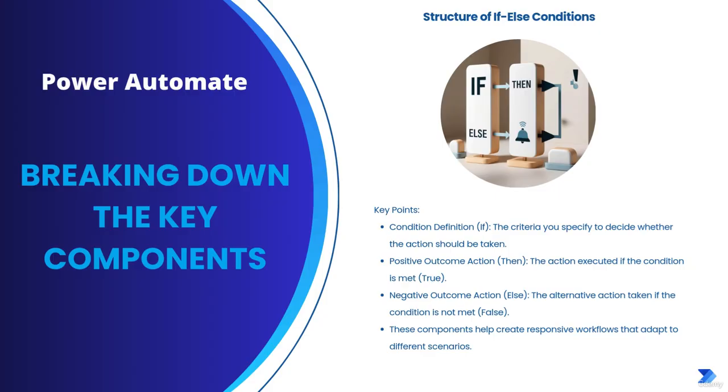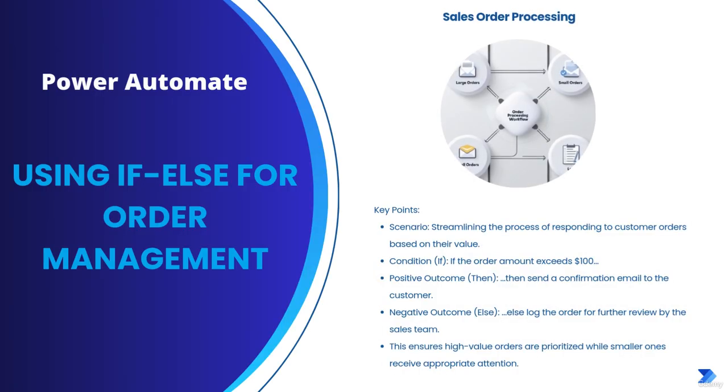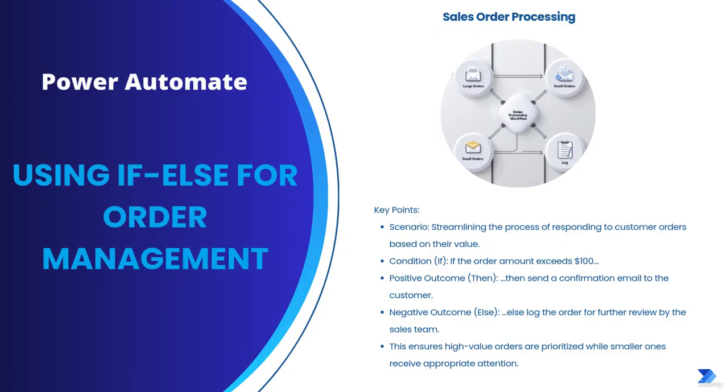Actions for negative outcome: Else. You will recognize the importance of specifying actions to take when the condition evaluates to false, ensuring that your workflow handles all potential outcomes effectively. Implement conditions with practical examples. This chapter will provide practical examples that illustrate how to set up if-else conditions within Power Automate. Through these examples, you will see how to create workflows that trigger specific actions based on real-world scenarios, making your automations more relevant and effective.